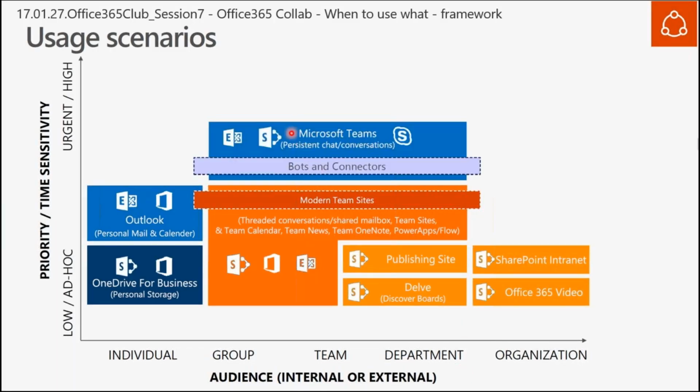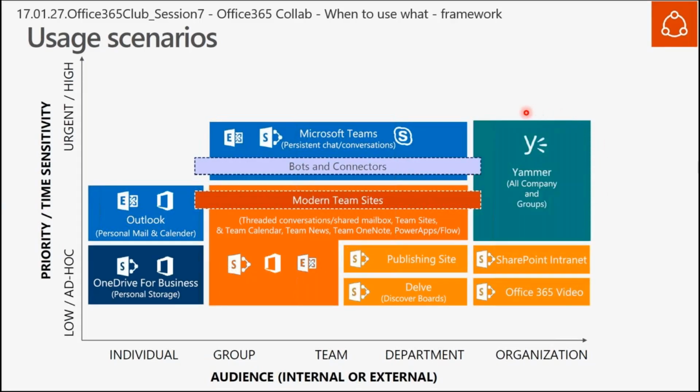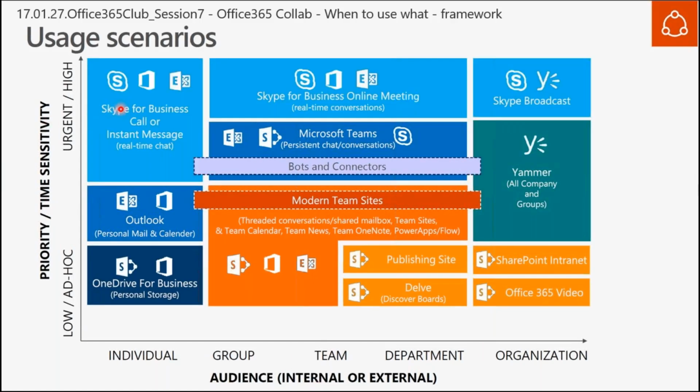If the communication is getting urgent, then for the group, team, and department, use Microsoft Teams with bots and connectors. You can have the persistent chat or even make conversations one-to-one or one-to-many, right? Then, from an organizational perspective, if the communication is urgent, you can use Yammer. Last but not least, if the communication is extremely urgent, like you have to communicate now, today, it's still Skype for Business online meeting, or the Skype broadcast on top of it.